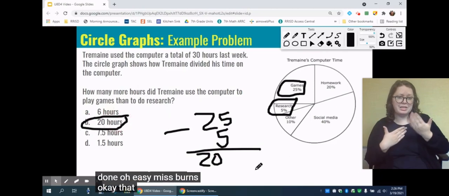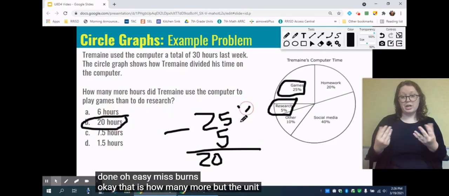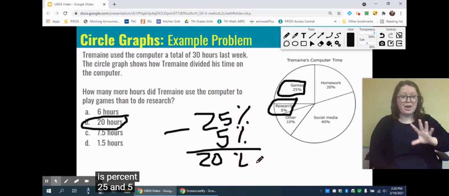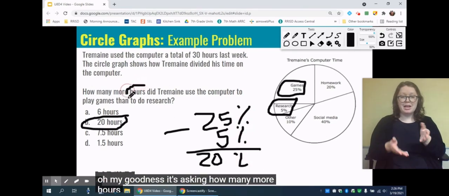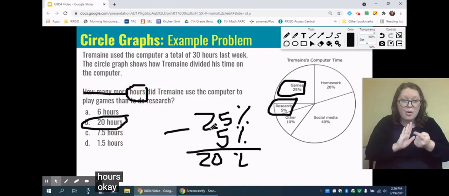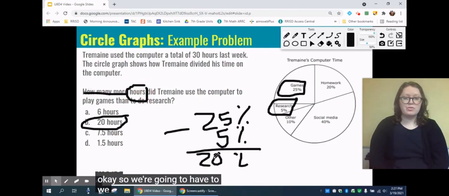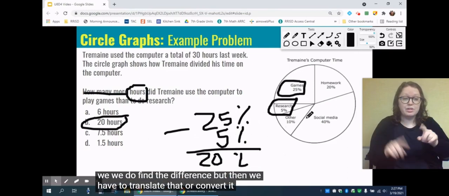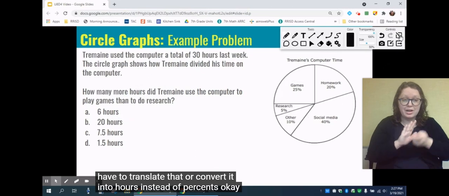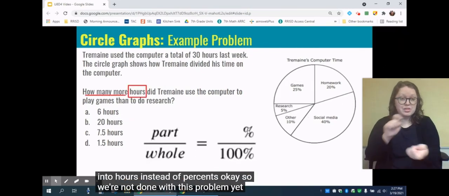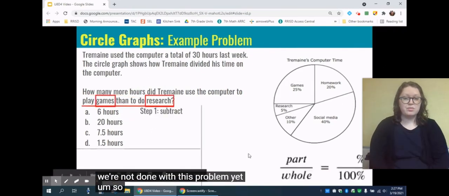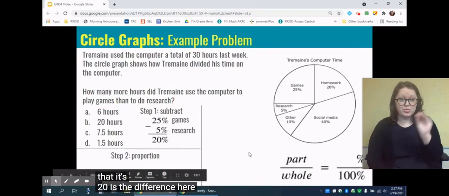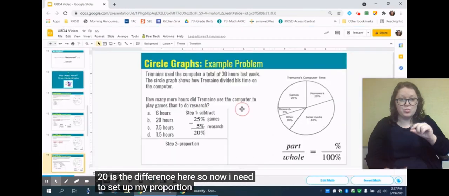Okay, that is how many more, but the unit is percent, 25% and 5%. It's asking how many more hours. So we do find the difference, but then we have to convert it into hours instead of percents. We're not done with this problem yet. We've already subtracted, and we know that 20% is the difference here. Now I need to set up my proportion.